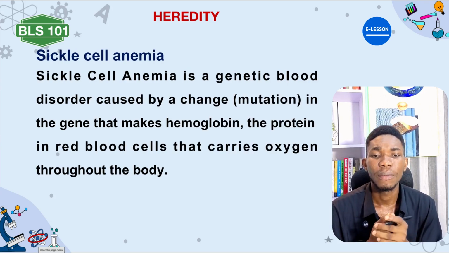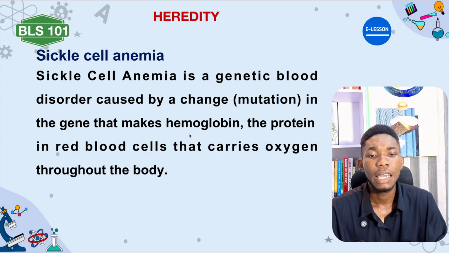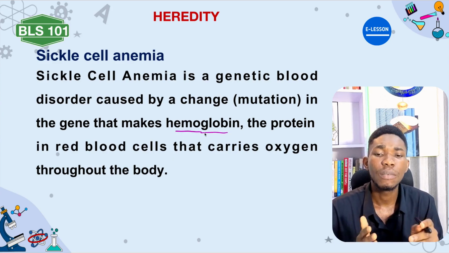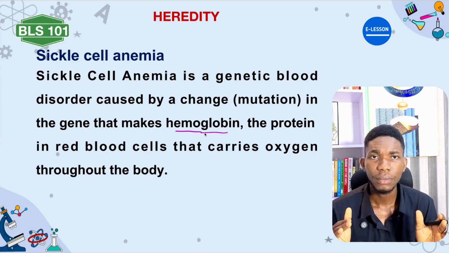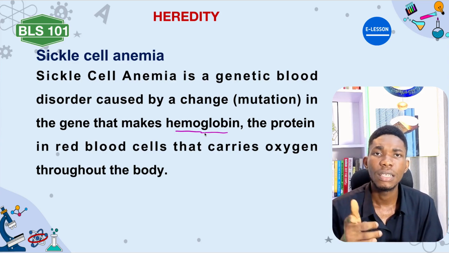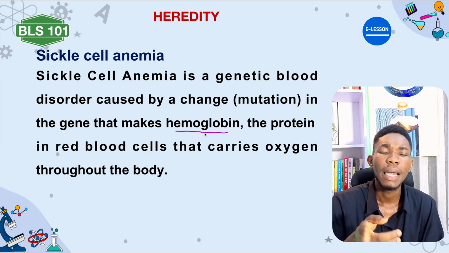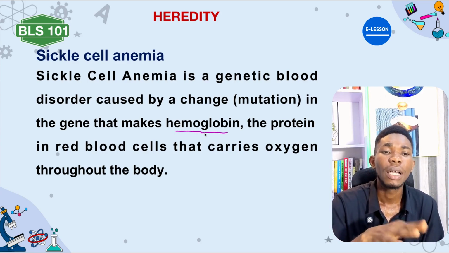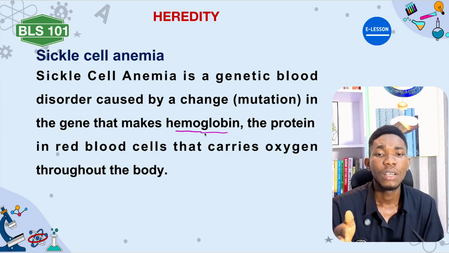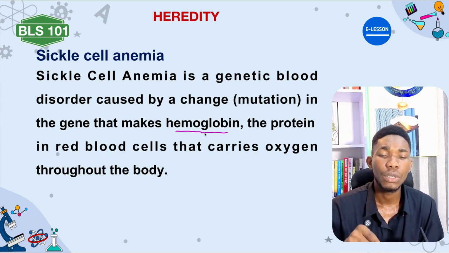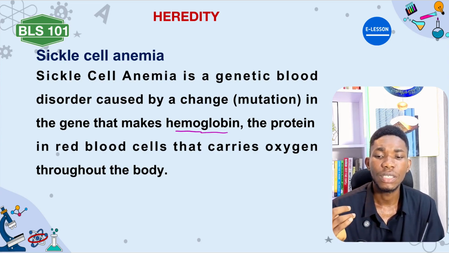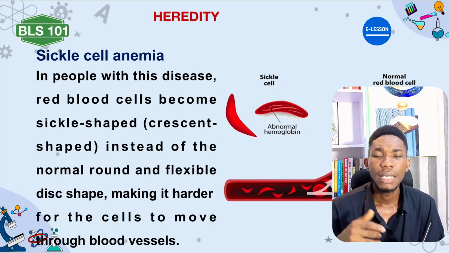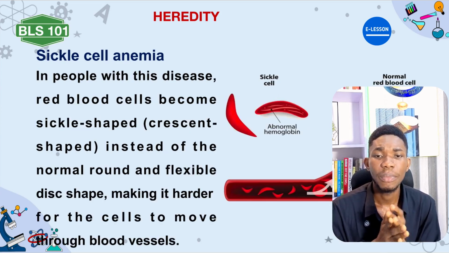Now, what is sickle cell anemia? Sickle cell anemia is a genetic disorder caused by a change in the gene that makes hemoglobin. Hemoglobin is a protein in the body that carries oxygen throughout the body. Is that okay? A protein in the body that carries oxygen is called what? Hemoglobin. Hem has to do with blood. Globin has to do with what? Proteins. So, sickle cell anemia is a genetic or blood disorder caused by a change, mutation, or aberration in the gene that makes hemoglobin, the protein in red blood cells that carries oxygen throughout the body. All right?